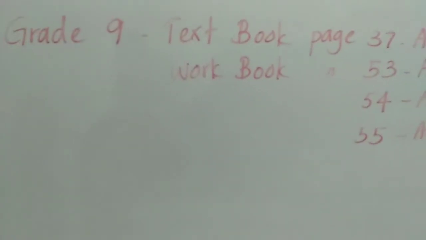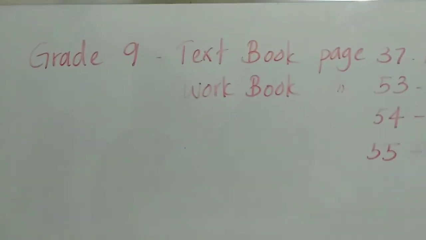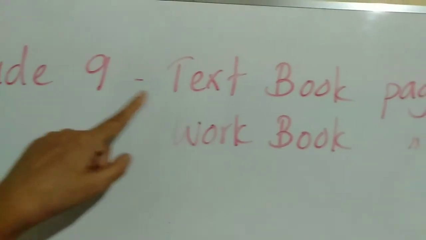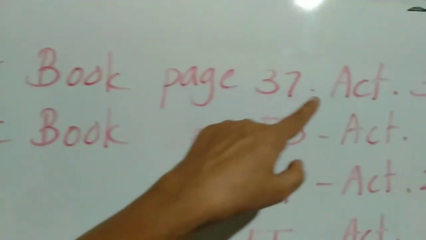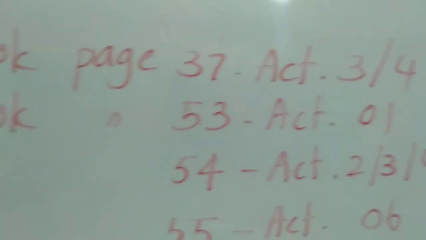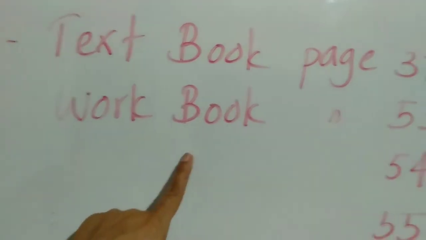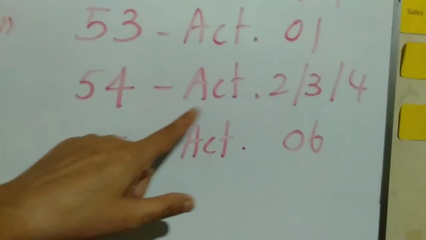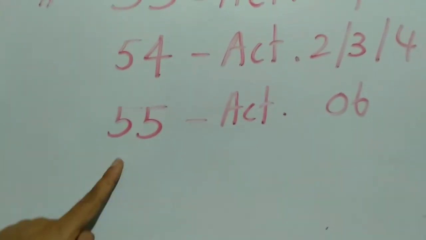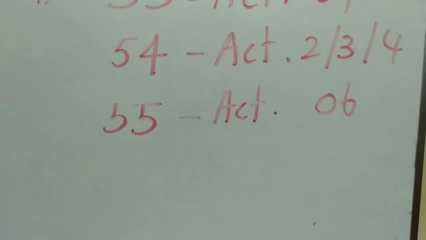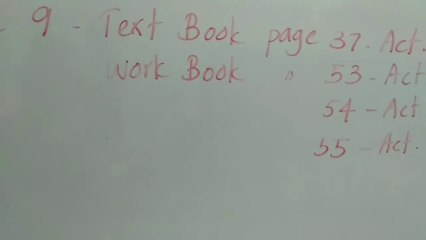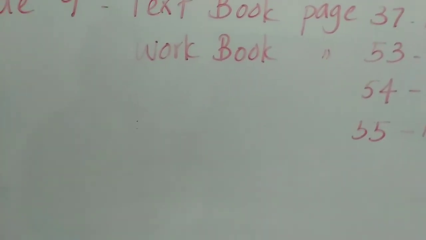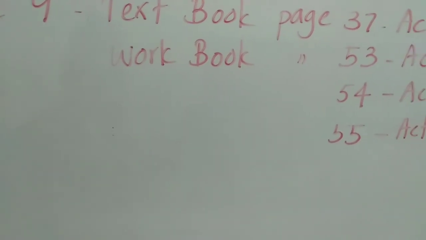Now I am going to assign you the textbook activities and workbook activities, children. For grade 9 children, textbook page 37 activity 3 and 4 can be done. Then you come to workbook page 53 activity 1, page 54 activity 2, 3 and 4, page 55 activity 6. I hope you do all these activities assigned by me during this quarantine period.